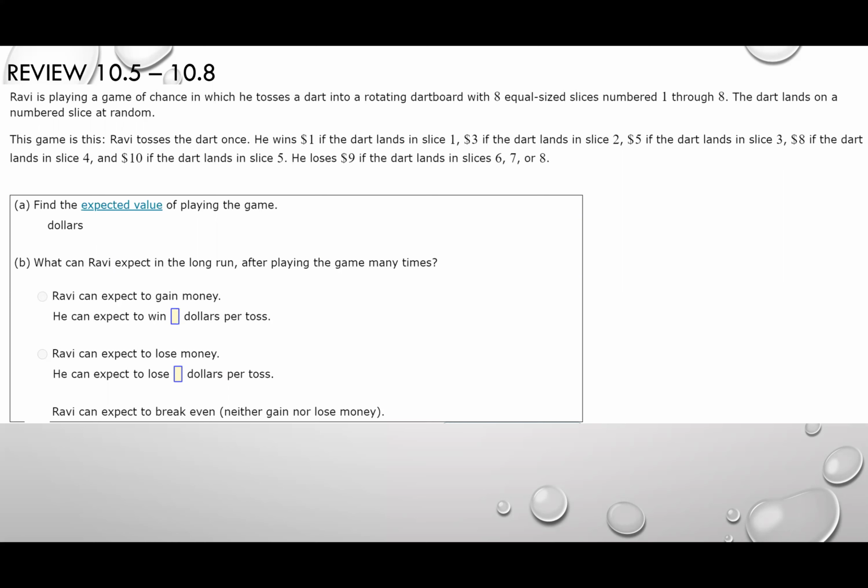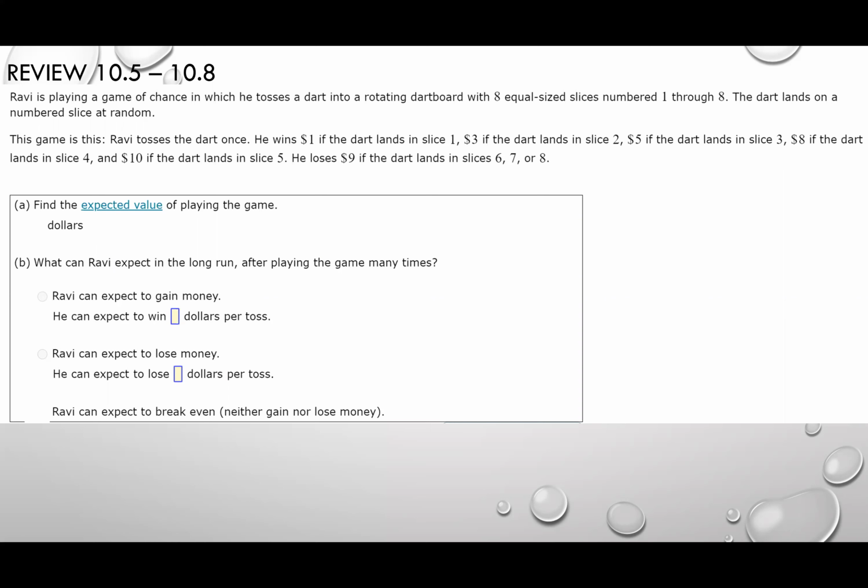So in this game, you would throw a dog. He will win $1 if it lands on the side containing number 1. He will win $3 if it lands on number 2. He will win $5 if it lands on number 3. He will win $8 if it lands on number 4, and $10 if it lands on number 5. He will lose $9 if the dog lands on number 6, number 7, or number 8.